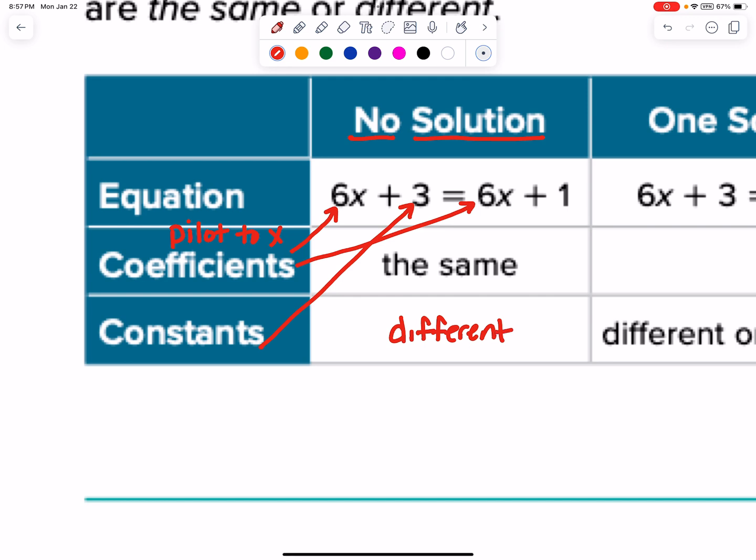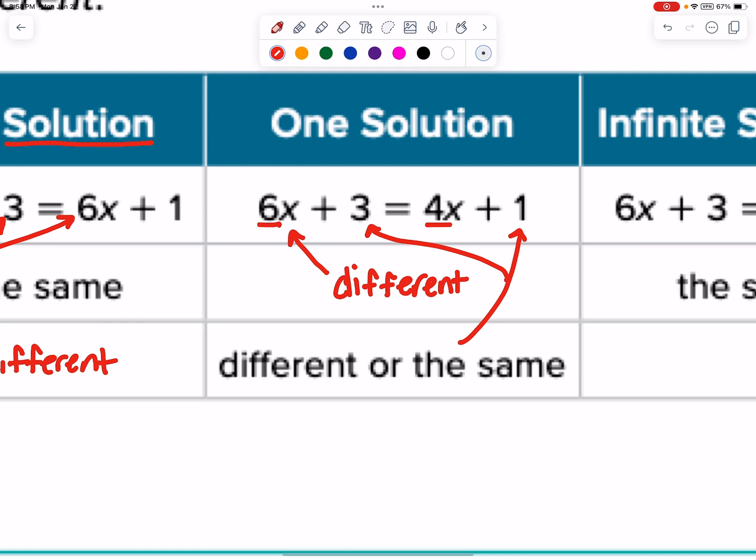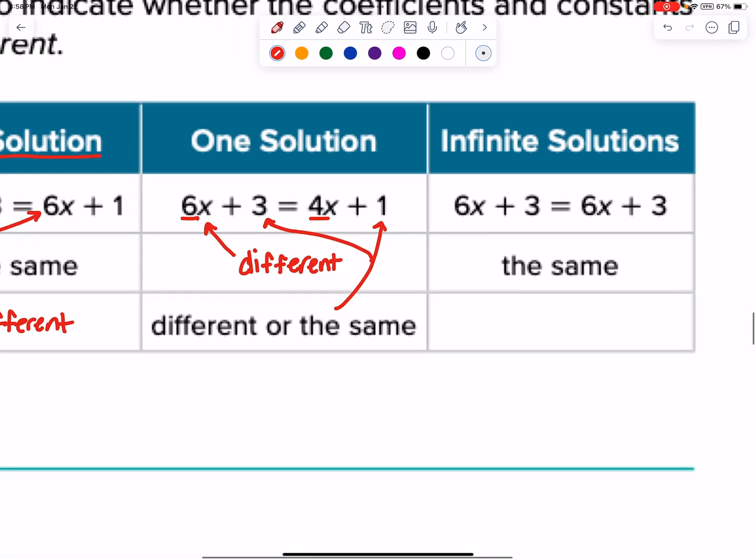Okay, and so that makes it where we end up with the coefficients going away because they're the same, and we end up with a number equaling a different number. When we have one solution, we can see that the coefficients, we have a 6x and a 4x, are different. And the constants can be different or the same. But no matter what, we're going to end up with an x equals something with those ones.